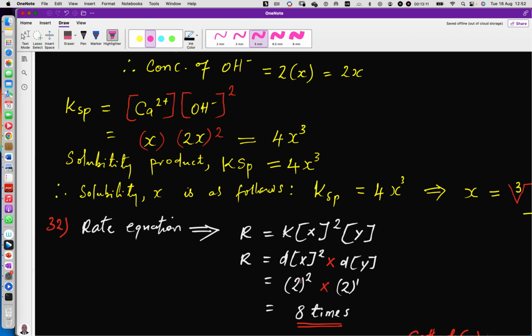Now, the concentration of X has been doubled. Let's put X to be 2. The concentration of Y has also been doubled. Let's put Y to be 2. Now, 2 squared is 4. 2 raised to the power 1 remains 2. So 4 times 2 is 8. So our rate will increase 8 times.